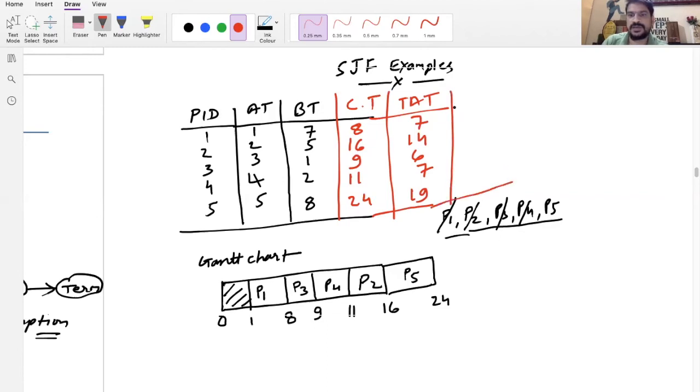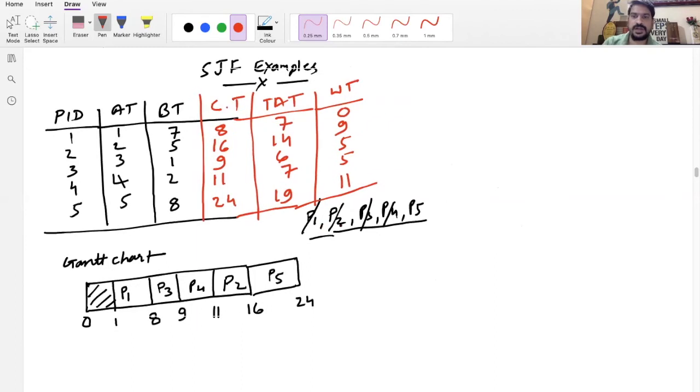The last one that we have to calculate is waiting time. Waiting time is turnaround time minus burst time. So it will be 0. 14 minus 5, it will be 9. 6 minus 1 is 5. 7 minus 2, it is 5. 19 minus 8, it is 11. So this is my turnaround time, and this is my waiting time.